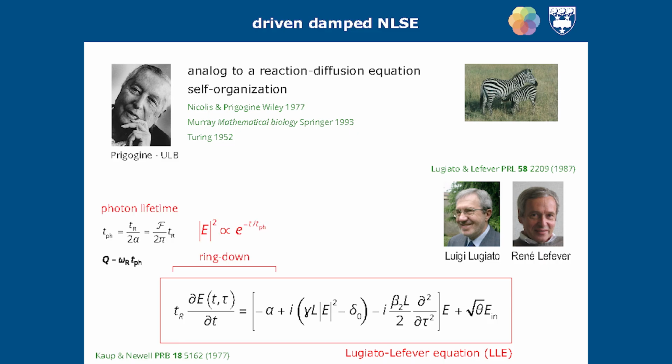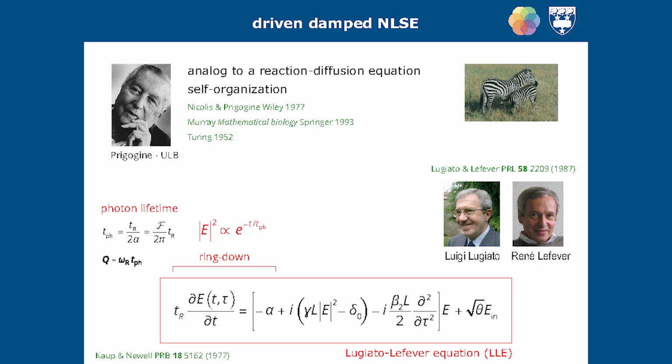Now, one thing I like to look at in this equation is that if you neglect every single term but the loss, which is this alpha here, what this equation tells you is that the power is going to decrease exponentially over a certain time scale. And this time scale is the so-called photon lifetime, this t_ph here, okay? If you know about ring-down spectroscopy, you load a resonator, then you shut off the driving and look at the time it takes to decay. That's this time scale, okay?